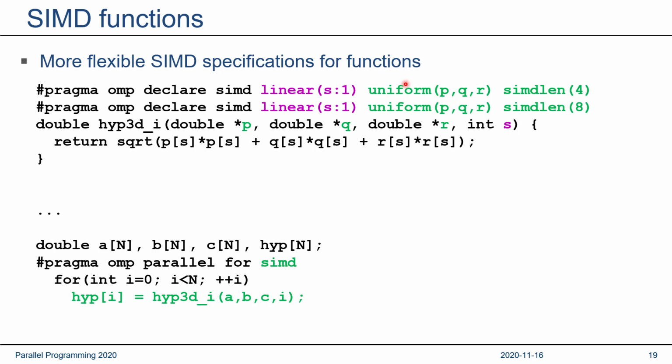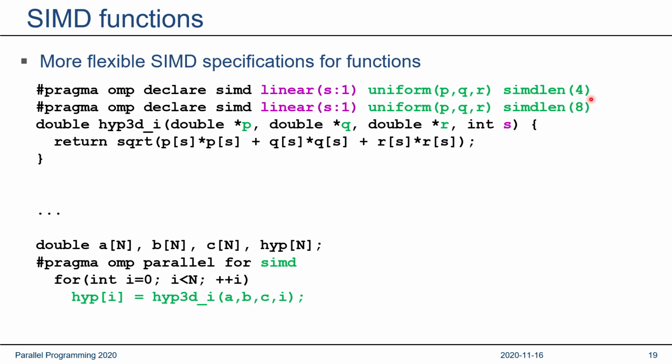However, we also have to tell the compiler that P, Q, and R are pointers or arrays that are handed in their entirety, so as objects to the function, or in this case as pointers, of course, and that they are left untouched. So uniform means that they don't change when the SIMD index increments P, Q, and R. And then in the function, we can just write P of S, Q of S, and R of S and do the arithmetic and return the result.